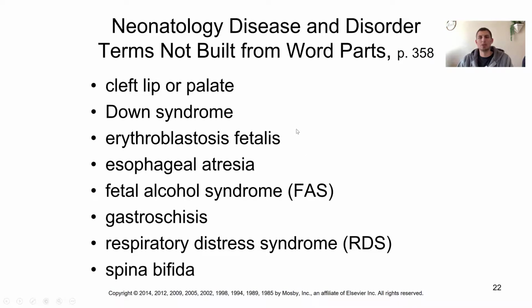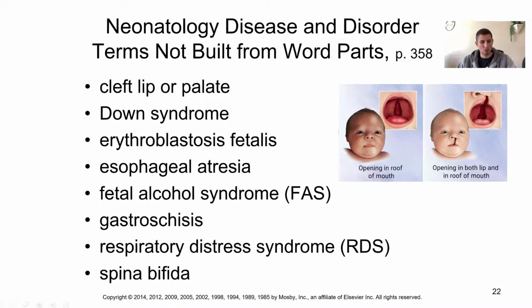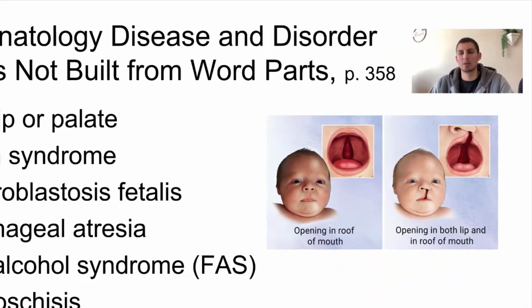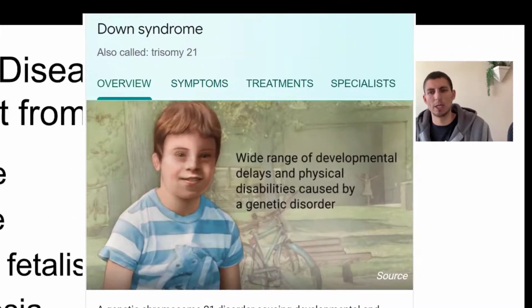Some neonatal disease and disorder terms that are not built from word parts. In the table on page 358, we can see cleft lips and palates, and if you look at the images on that page, down at the bottom, figure 9.7, you can see what that cleft palate looks like, as well as the cleft lip. Down syndrome, a pretty common genetic disease caused by some chromosomal abnormalities.